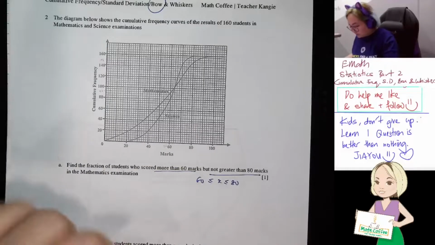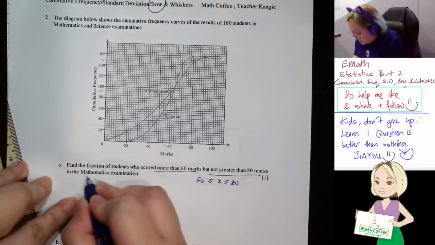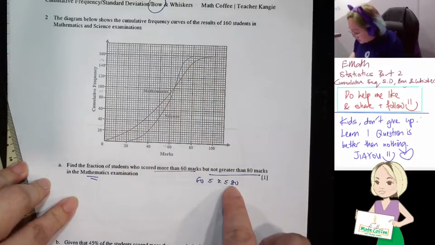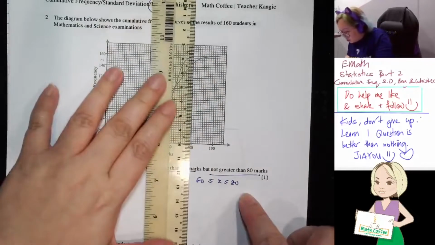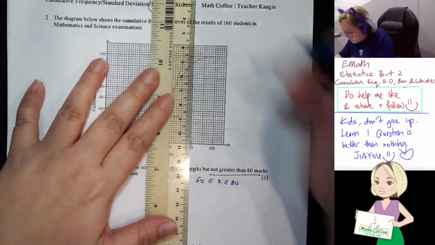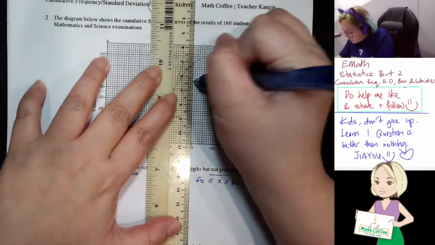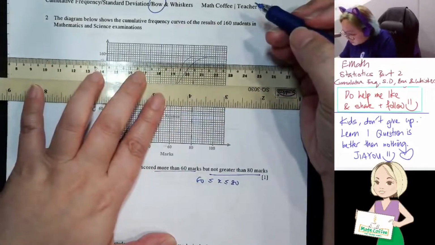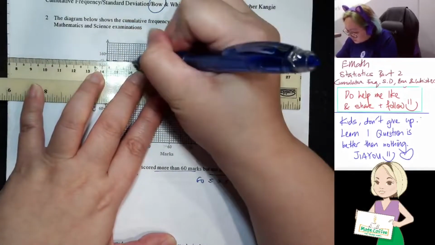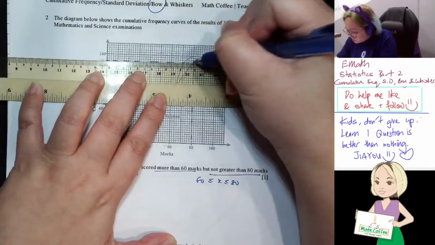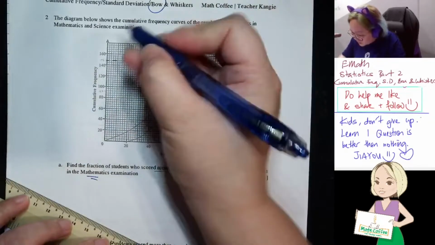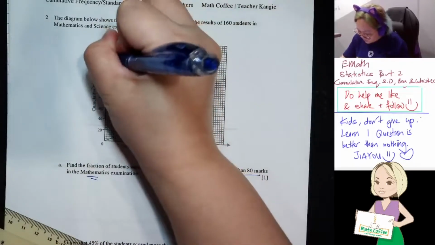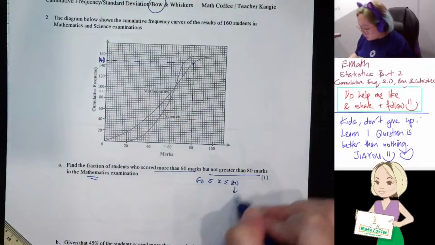Okay. So take note, this is maths. So you got to look at the line for maths. Maths is this line. Let's go and find 80. 80 is here. Draw your dotted line. Which is this one. And the marks here is 148. So this one is 148.